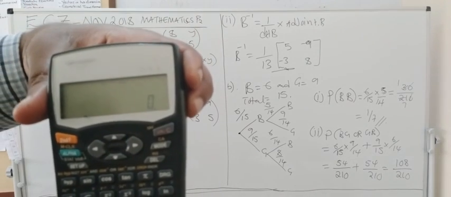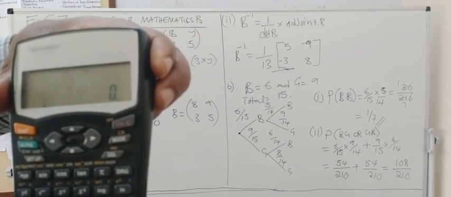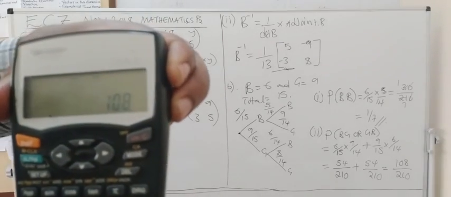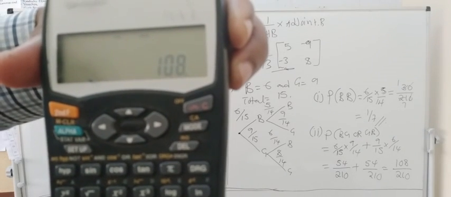Alright, maybe let me show you. You can say we want 108. So I'll say 108. Then I'll come here.